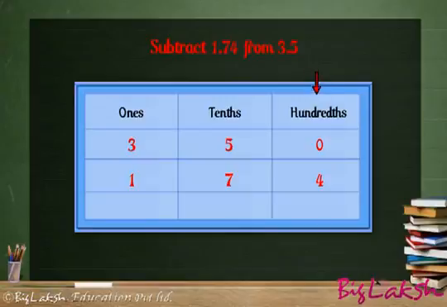Oops, we can't subtract 4 from 0. So, as we do in the case of whole numbers, here too we will borrow from tenths and subtract. So here we borrow 1 from 5. Now we have 10. On subtracting 4 from 10, we have 6. There, we are left with 4.